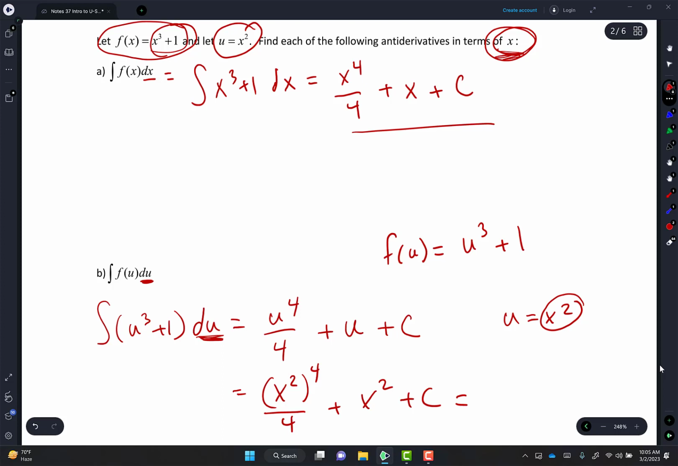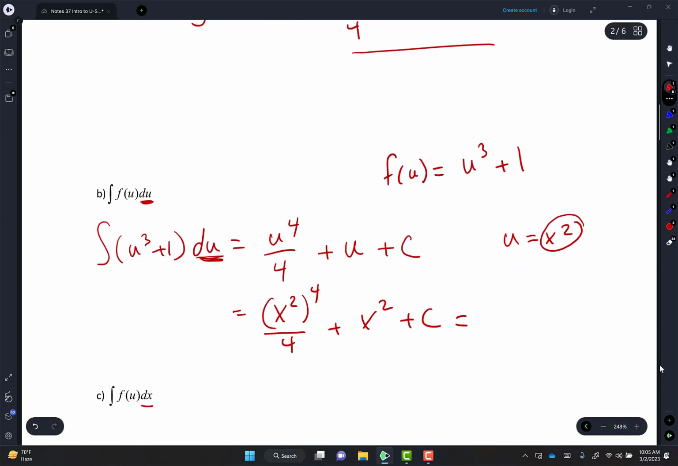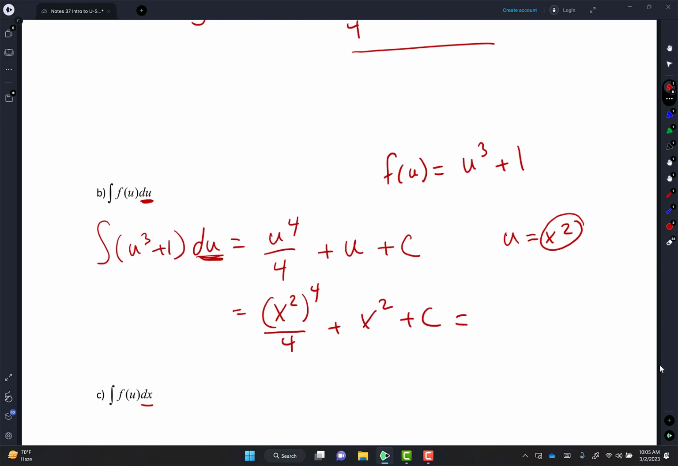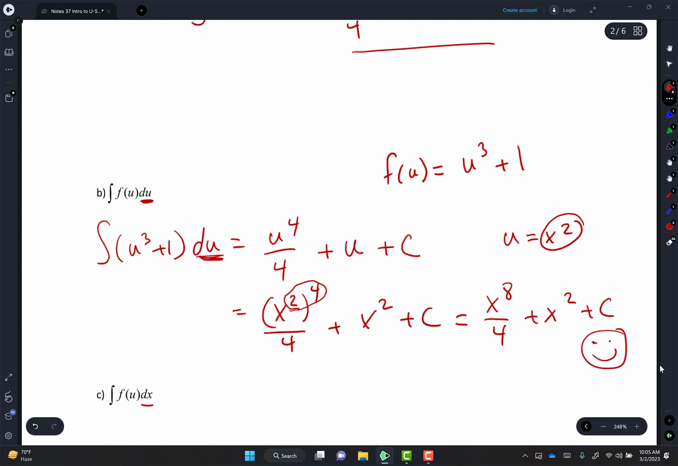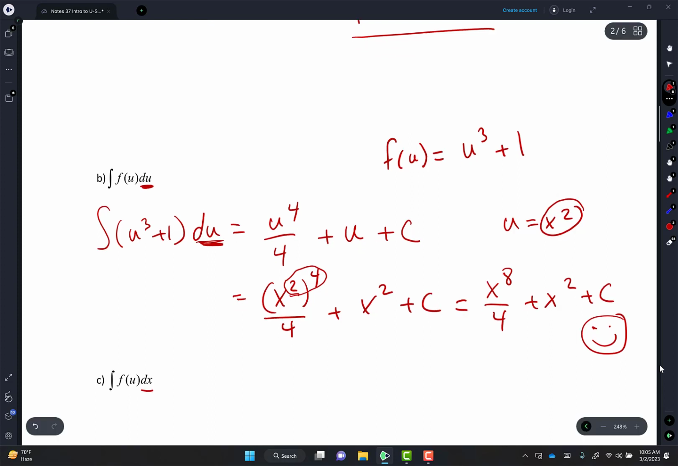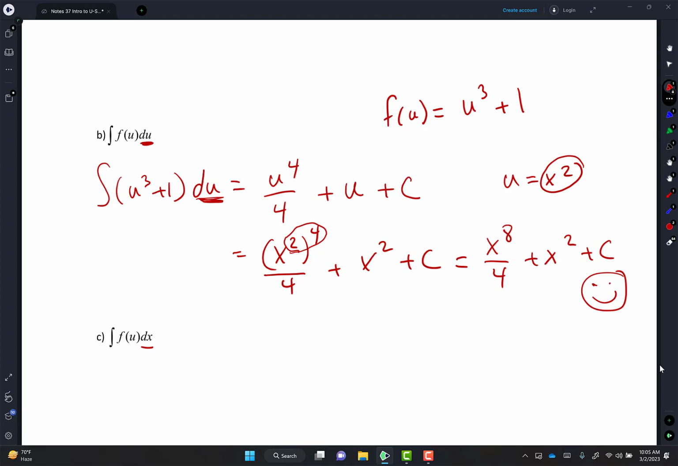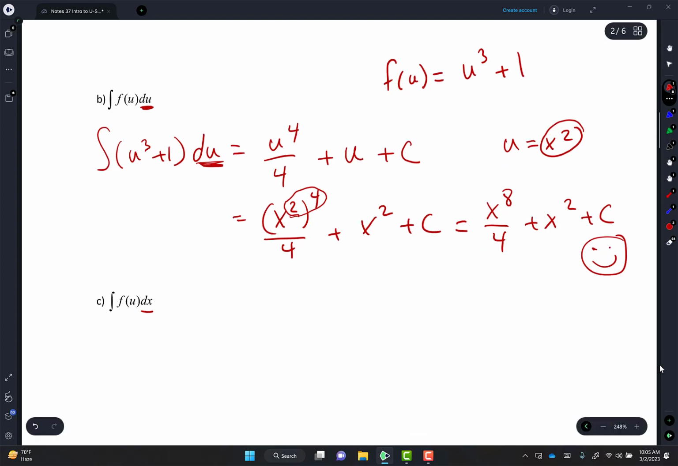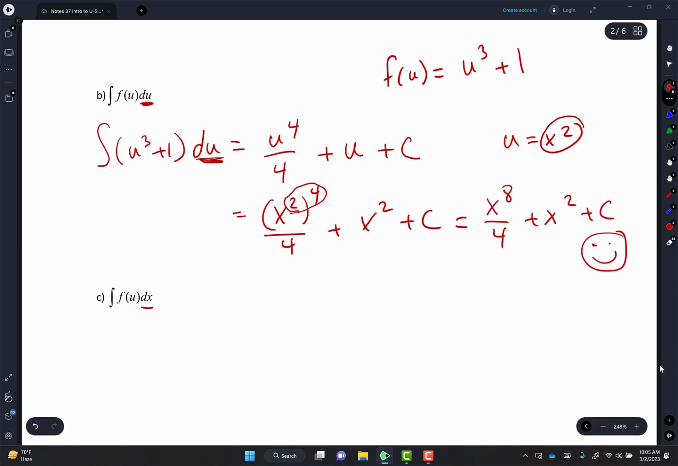Is everyone okay with that? All right. So now I'm just going to figure out this math, laws of exponents. An exponent raised to an exponent, that's going to be x to the 8th over 4 plus x squared plus c. We're good now. Happy face. How do we feel? Okay. Now look. Okay, I'll wait. Did everyone get it? Okay. I'm trying to slow down and listen to you guys and all that good stuff. Am I going okay? Awesome.